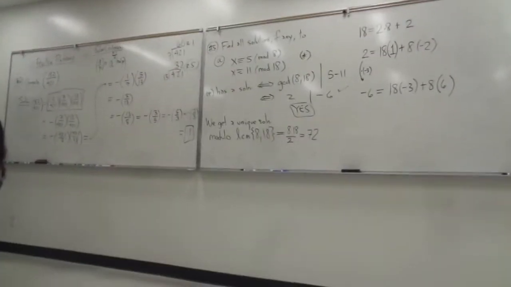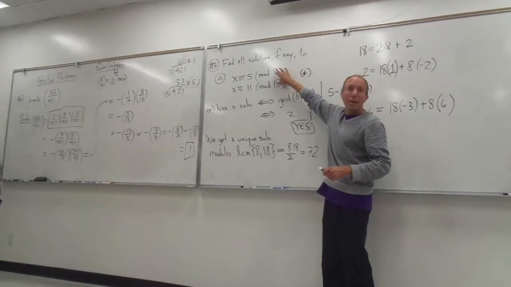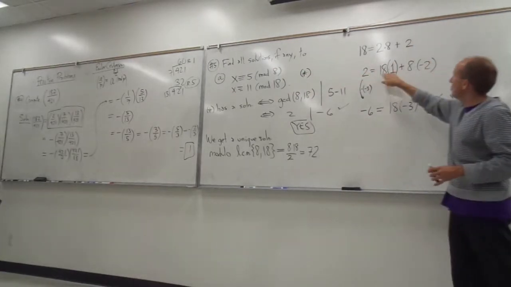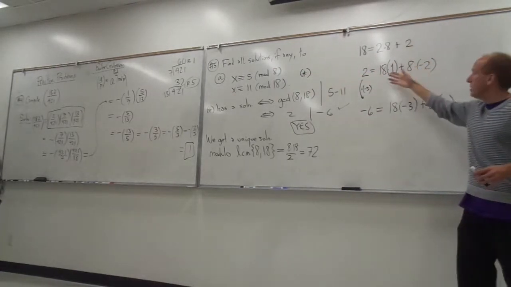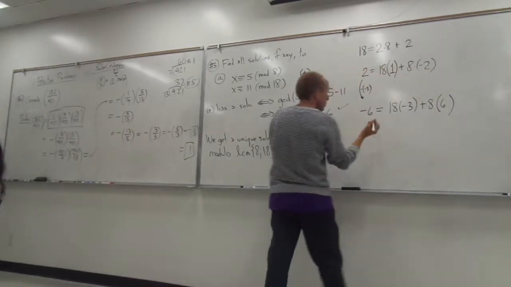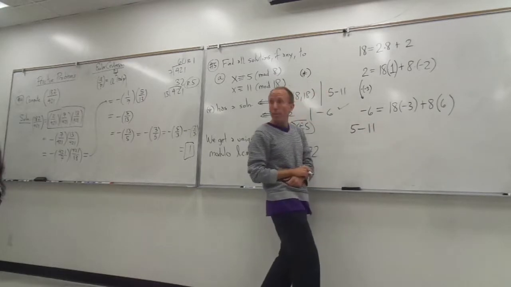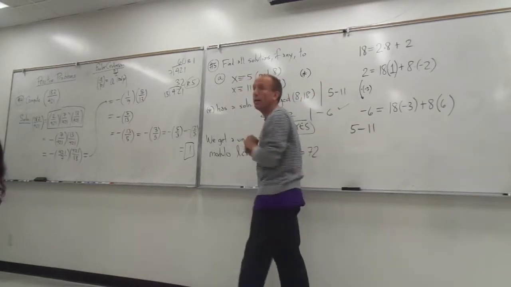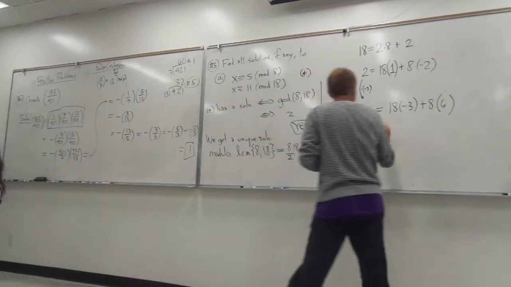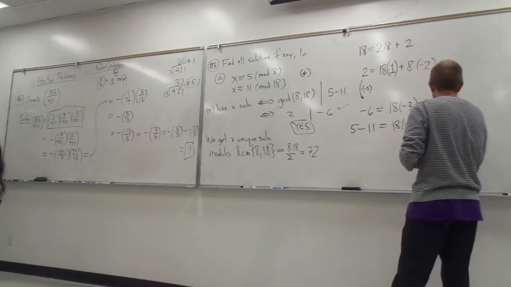Okay, so is everybody with me so far? Pretty simple. We just took the GCD of 8 with 18. We got 2. We wrote 2 in terms of 8 and 18, and then we scaled it up to negative 6. Negative 6, of course, it would be a great thing to do, would be to just write that as 5 minus 11. Because those are the numbers that we're working with here, right? So 5 minus 11 is going to be 18 times negative 3 plus 8 times 6.